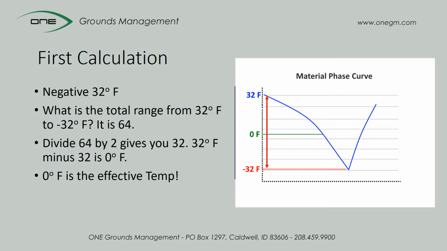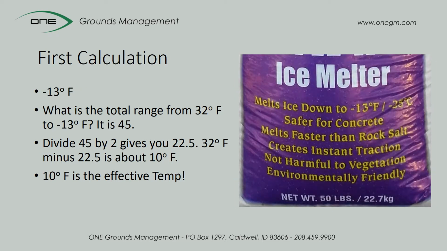Anything below that, you probably need to look for a different type of material that continues to work down below that, or consider other options for managing your ice or controlling your ice on that property. So now let's take a look at that next material. Okay, in this second example, we see on the bag that it reports that the lowest temperature at which it continues to melt ice is at negative 13 degrees Fahrenheit.